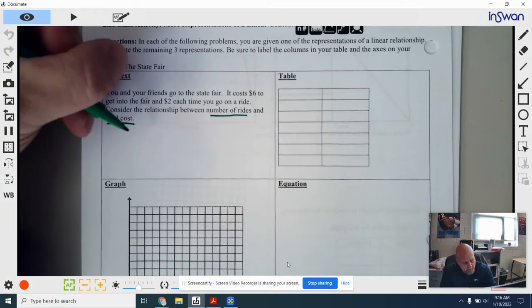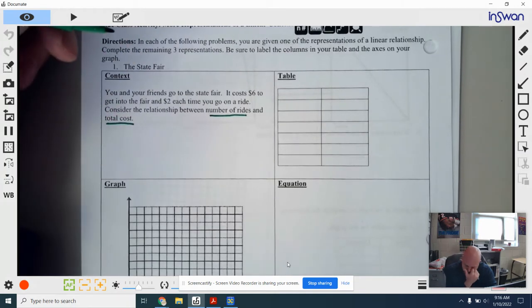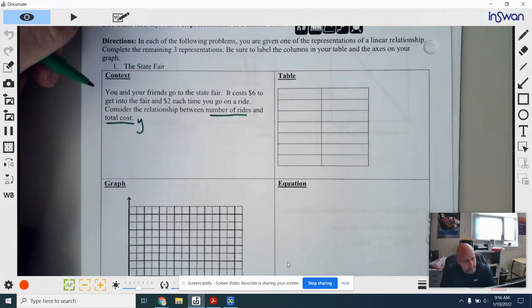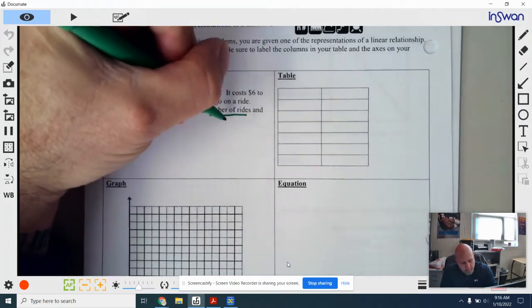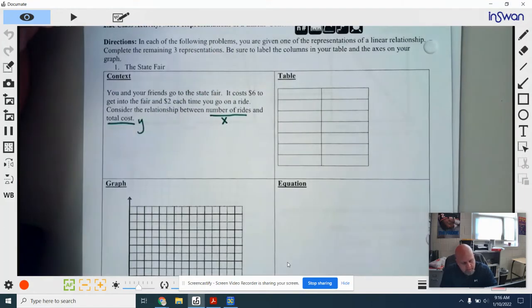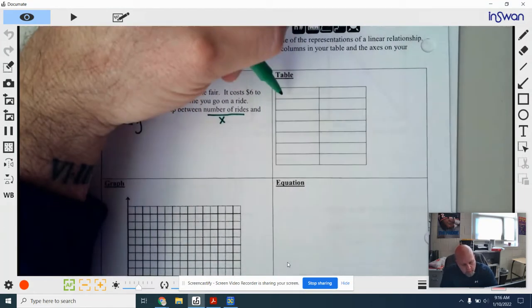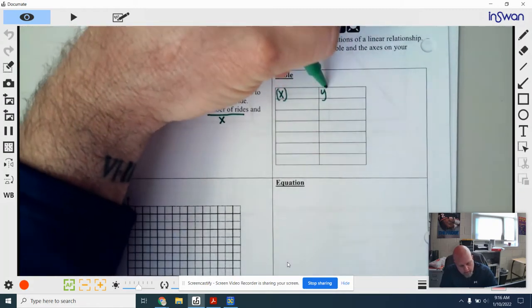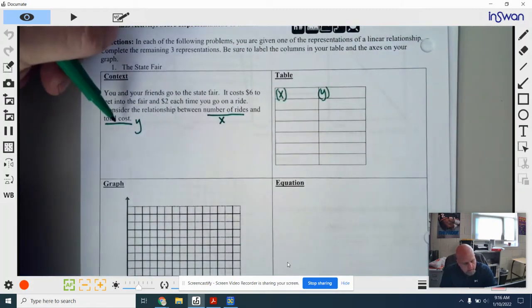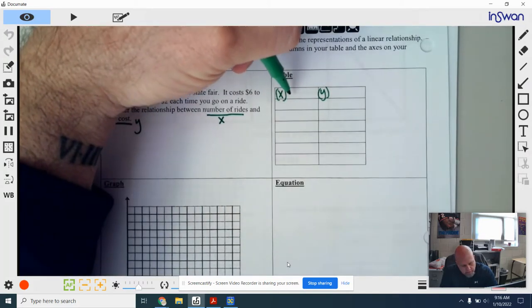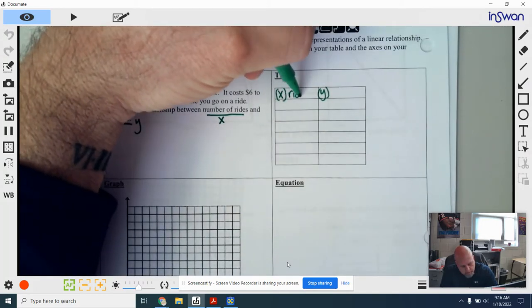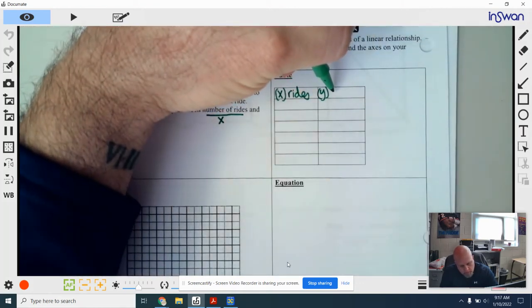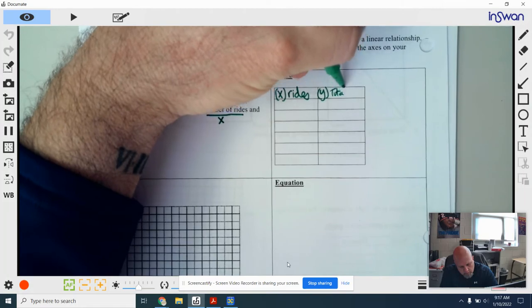Anytime that you guys got a total of something, total cost, total amount, that should really be your Y. Okay, and the number that you're plugging in, that's going to be your X. So if I come over to the table, remember our X is on the left side, our Y is on the right side. Well, over here, X stands for rides, my number of rides, and Y stands for total cost. So I'm going to fill that in.